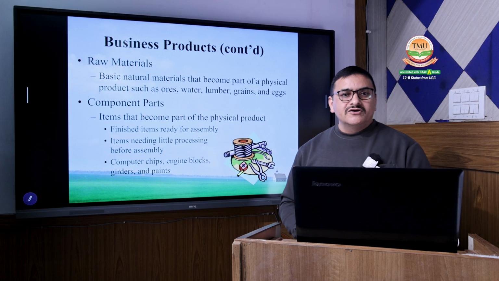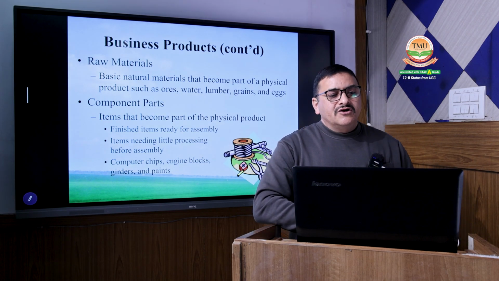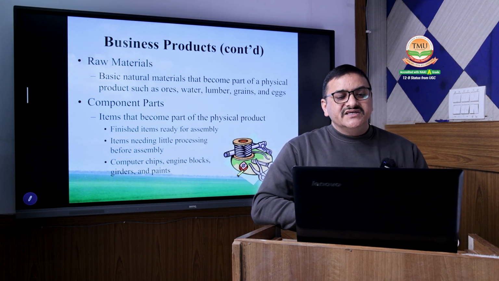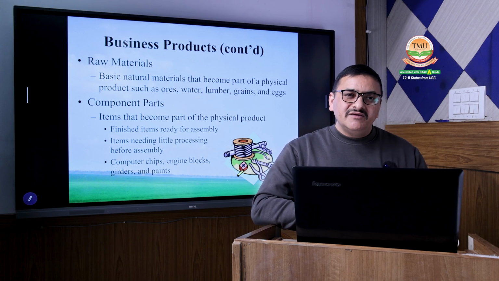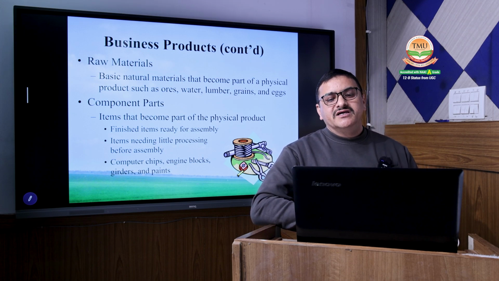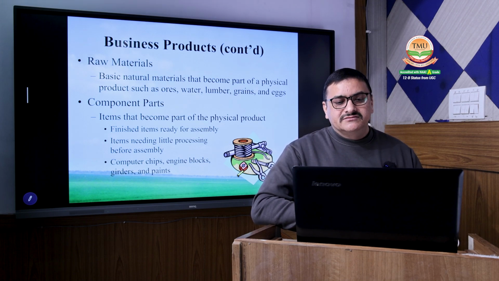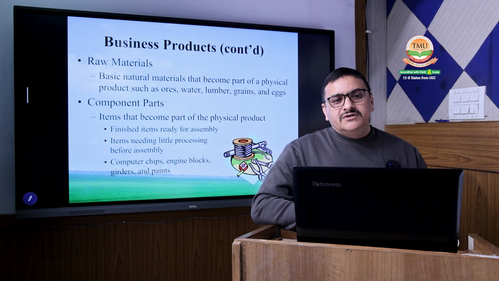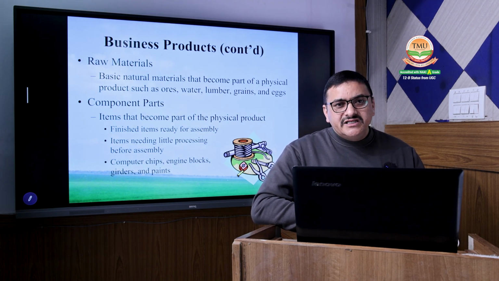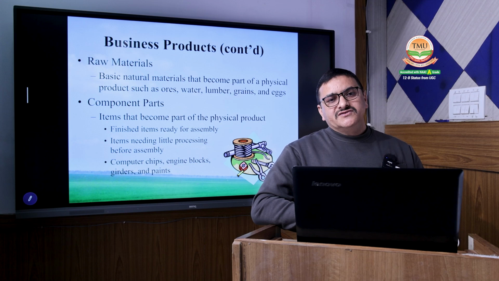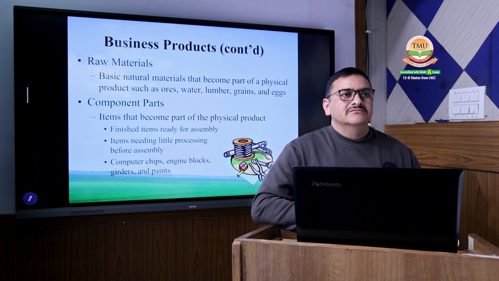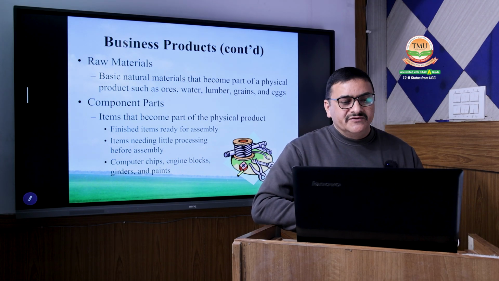Then we have raw material. Raw material means it is a basic natural material, or it may be man-made material also, that becomes part of a physical product such as ores, water, lumber, grains, eggs. All these constitute raw material, and raw material also can be classified on the basis of what type of product the industry is dealing with.